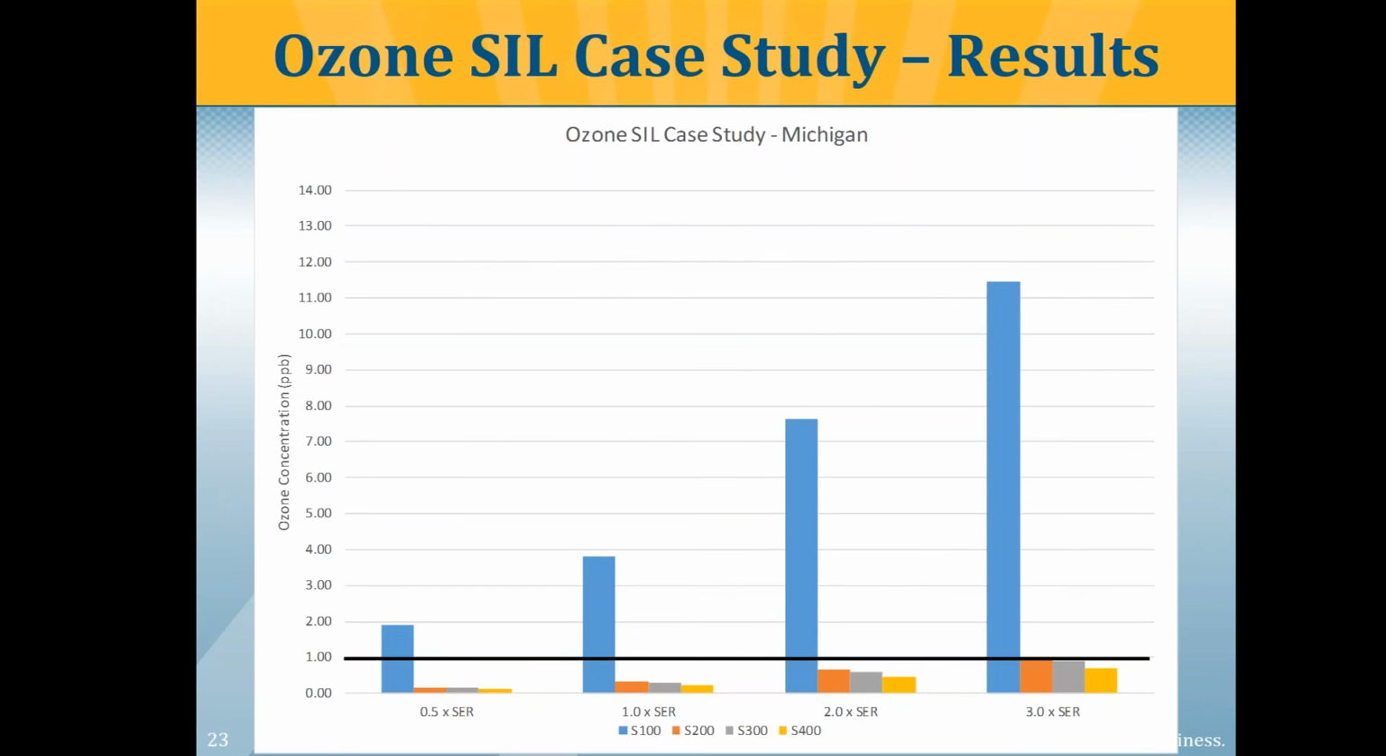So first, look at results from Michigan. Looks like the results fared pretty good. Only a small stack, the 100-foot stack, was exceeding your SIL value. The SIL value is set at 1 ppb. You can see that black line. So for all the different emission rate categories, only your 100-foot stack project was exceeding the SIL.